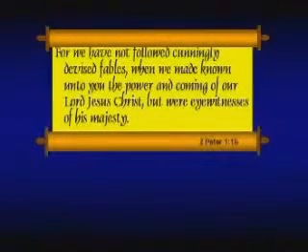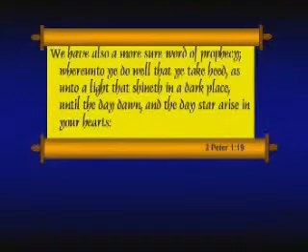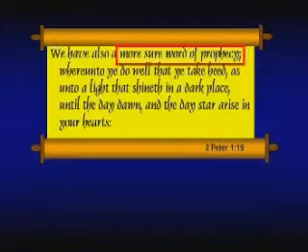Peter wrote in his second letter, we have not followed cunningly devised fables when we made known unto you the power and coming of our Lord Jesus Christ, but were eyewitnesses of his majesty. He's, of course, alluding to Matthew 17, the transfiguration. But a few verses later, he says something startling. He says, we have also a more sure word of prophecy, whereunto ye do well to take heed as unto the light that shineth in a dark place until the day dawn and the day star arise in your hearts. What on earth did he mean?